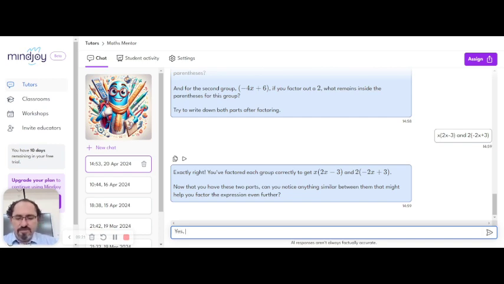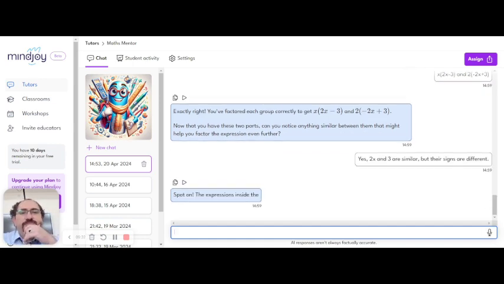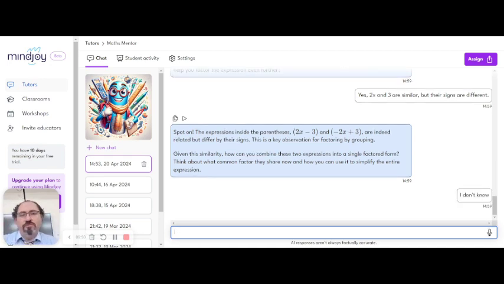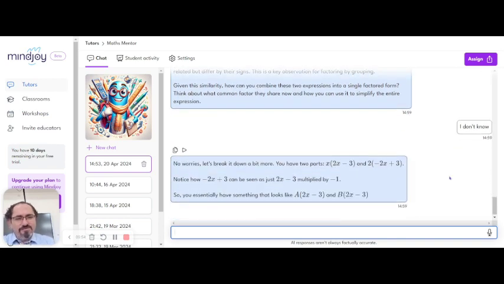Yes. 2x and 3 are similar, but their signs are different. Let's see. Okay, this is a key observation. Given this similarity, how can you combine these two expressions in a single factored form? I don't know. I mean, I know, but still. Let's see the answer. No worries, let's break it down.